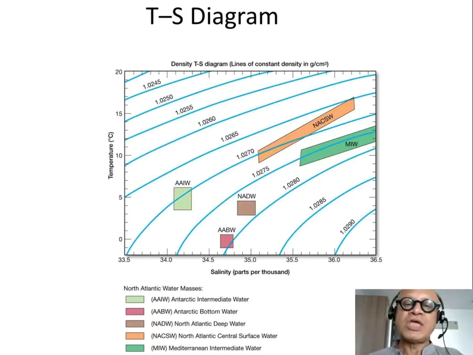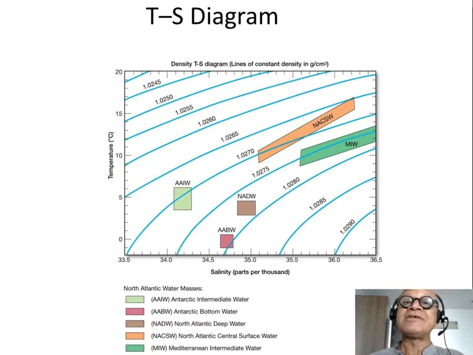So what's being shown here are the various water masses. They're called water masses of specific density, specific properties, which can be identified because they are maintained for a long time. So Antarctic intermediate water sits here with certain salinity and temperature. Antarctic bottom water. So you can see the densities here, 1.027 versus 1.028.